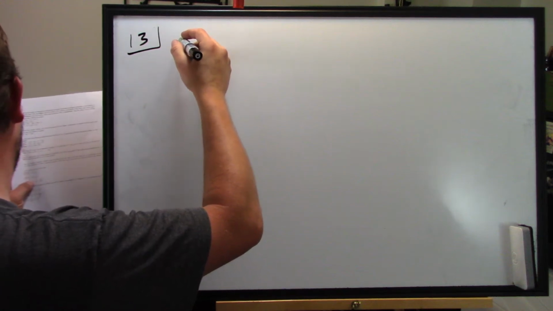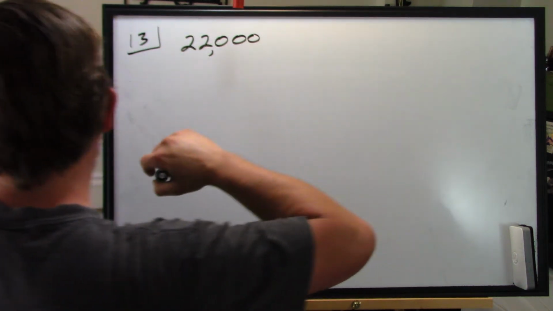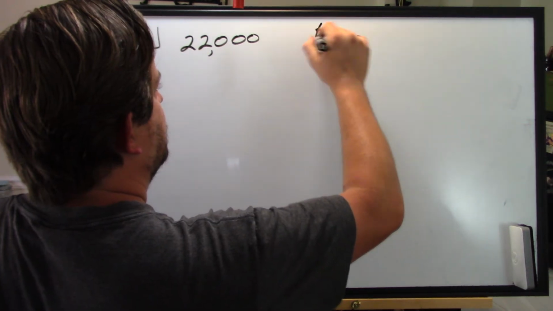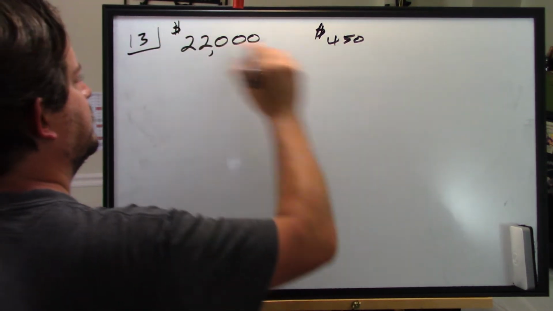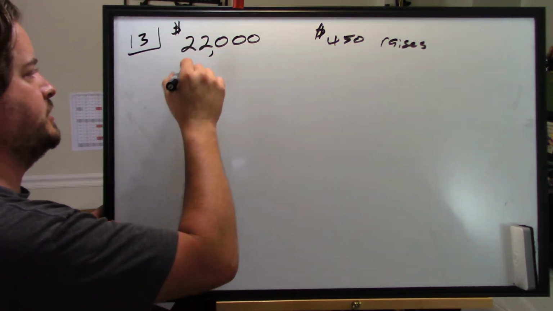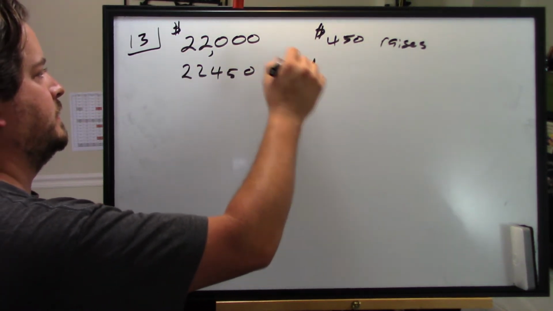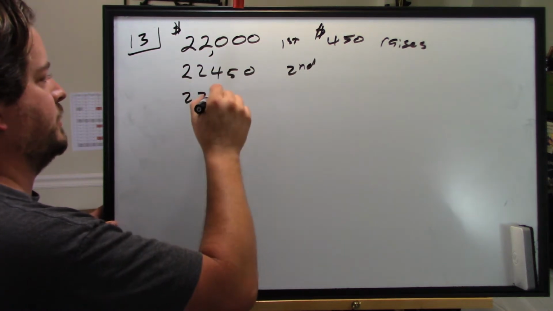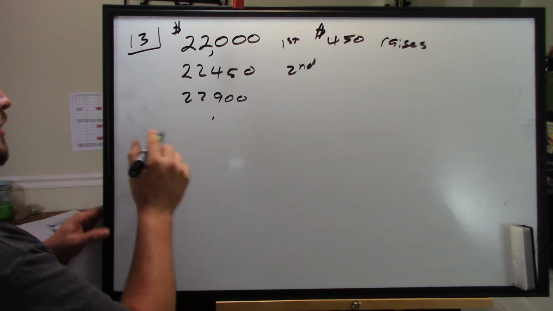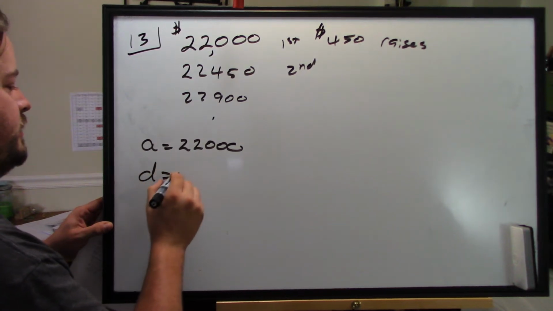A guy gets $22,000 a year for a salary, but he gets $450 raises every year. So that is to say he has $22,000 the first year, $22,450 the second year, and then $22,900 and so on and so on, right? But it essentially gives us an arithmetic sequence where A is 22,000 and D is 450.